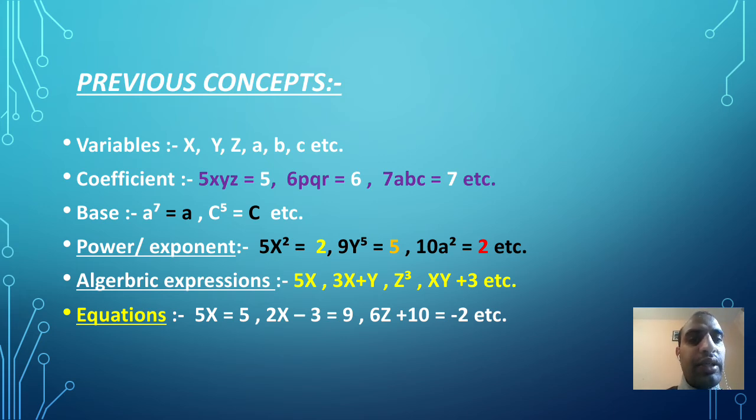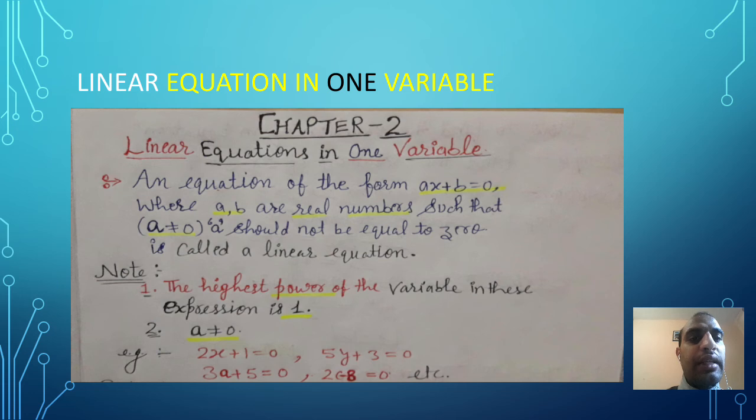Let's start today's topic, that is linear equation in one variable. You can see here linear I have written in white color, one in black and variable in yellow color. So these three words are very important here. Linear means, as I told you, having maximum power of variable 1. Equation means having an equal to sign, and variable means the maximum number of variables is 1.